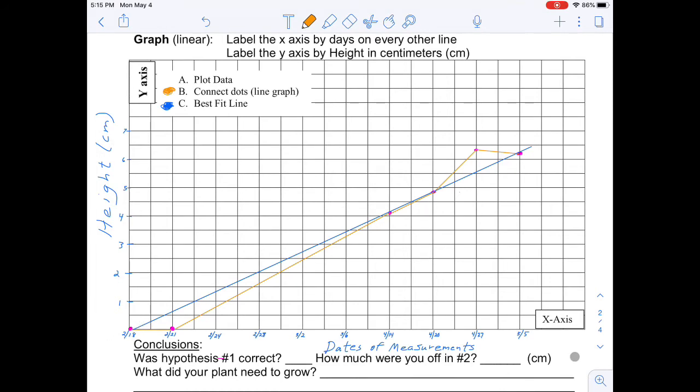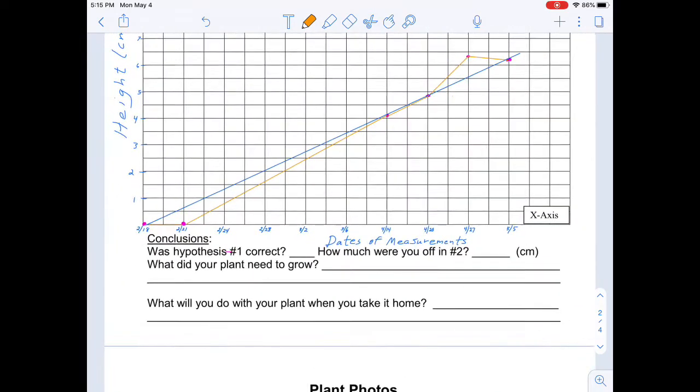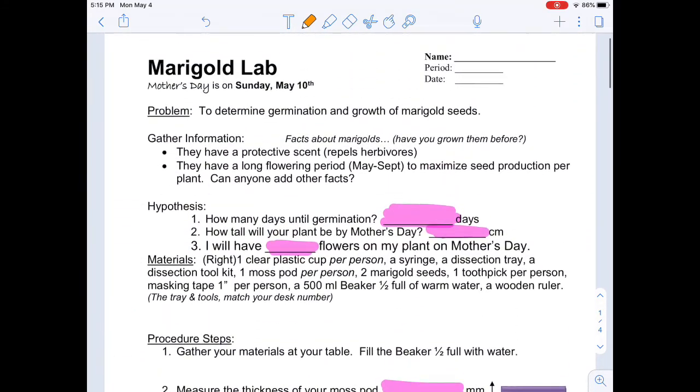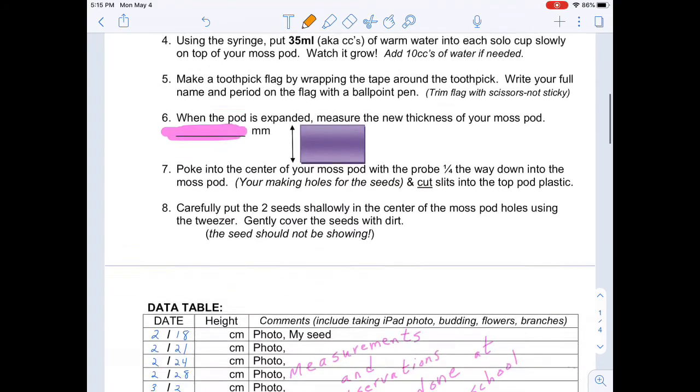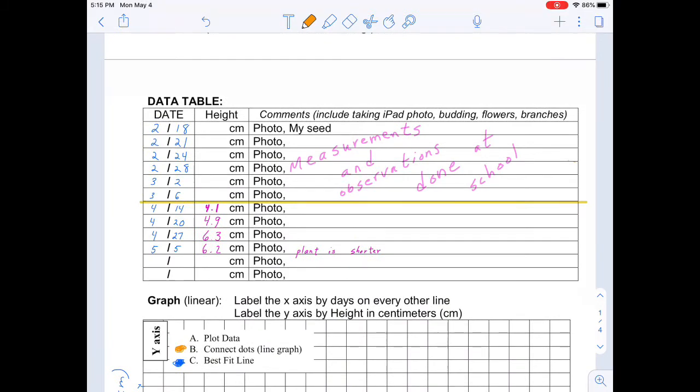Now once you're done with your graph, I would like you to take a look at your data and fill out these conclusion questions. Was hypothesis number 1 correct? Hypothesis number 1 was made on the first page. Was how many days until germination? Remember that germination is the point at which the plant comes up out of the ground from being buried as a seed. So you'll be able to look at your data, and the first time that your data is not 0 centimeters, that would be a good estimate of the number of days for germination.